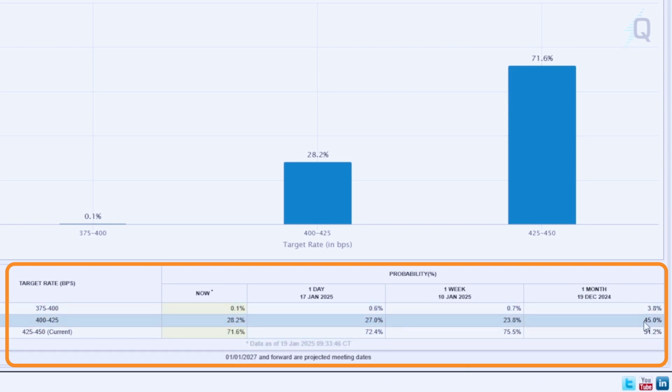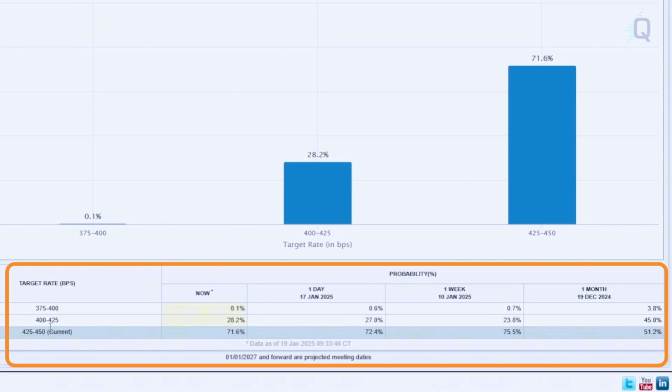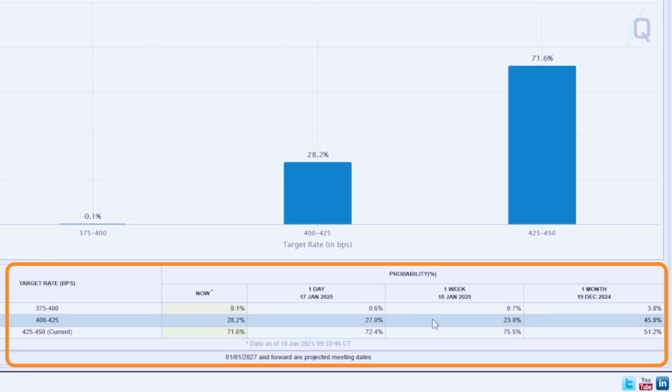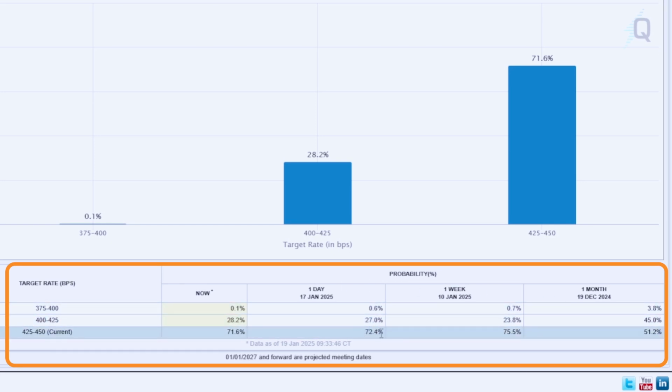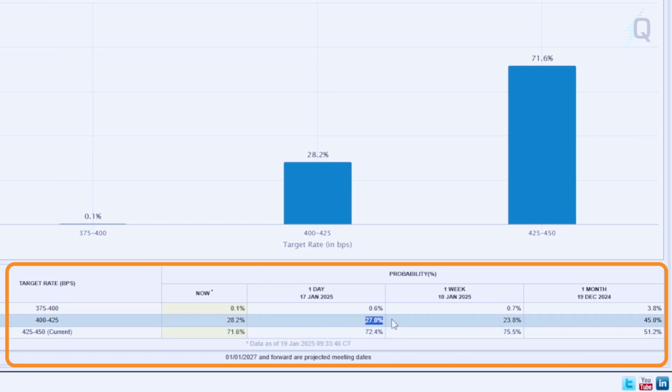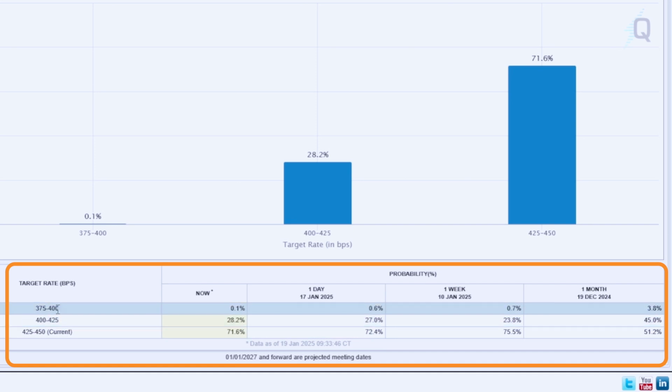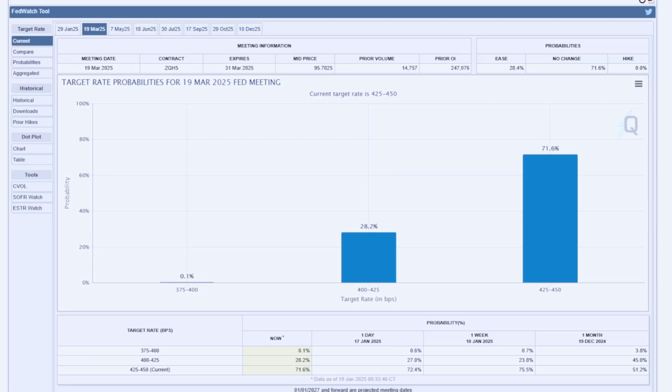You can see 1 month ago this was a 50% chance that we would be at our current rate, with a 45% chance that we would see a 25 basis point cut. However, now today, there's a 72% chance that we won't see a cut, that we will remain where we are, but a 27% chance that we will see a 25 basis point cut. This is a great way to forecast what the Fed and analysts think the Fed is going to do, but also to make sure, especially if you are a currency trader, you can ensure you're on the right hand side of those central banks.